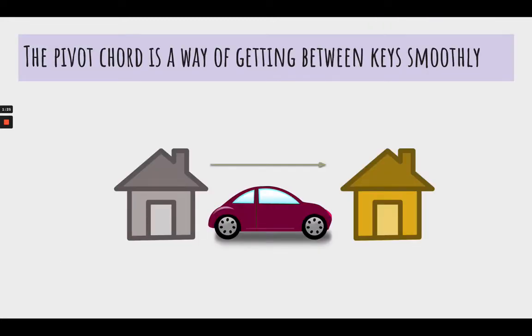So the pivot chord is a way of getting between the keys smoothly. Think of this grey house here as your original key. The car is a means of getting to the next key smoothly. So our car would represent our pivot chord, and here our yellow house would represent our new key.